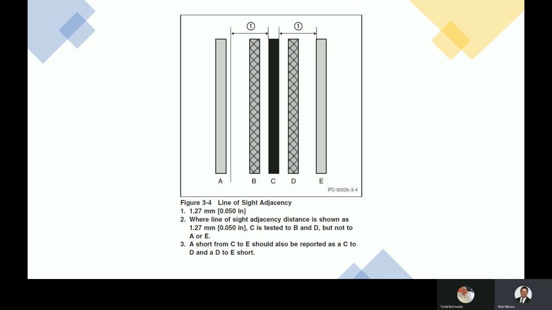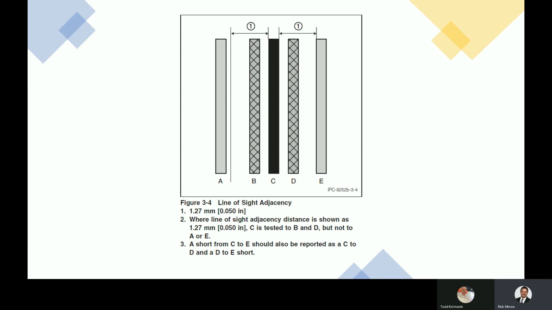But we also know that if there's a short from A, B, C, all 3 of those traces are shorted together. We would have to test B to C, A to B, and A to C. So that's basically 3 tests.